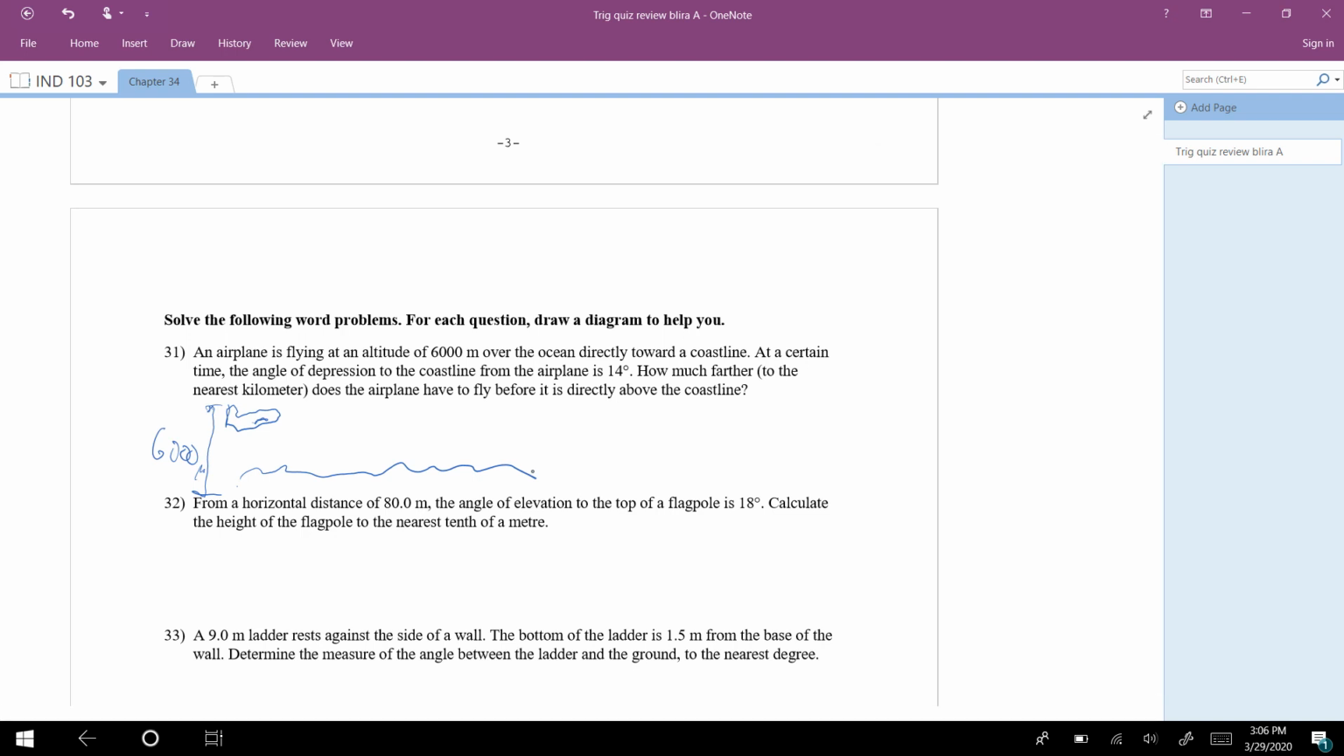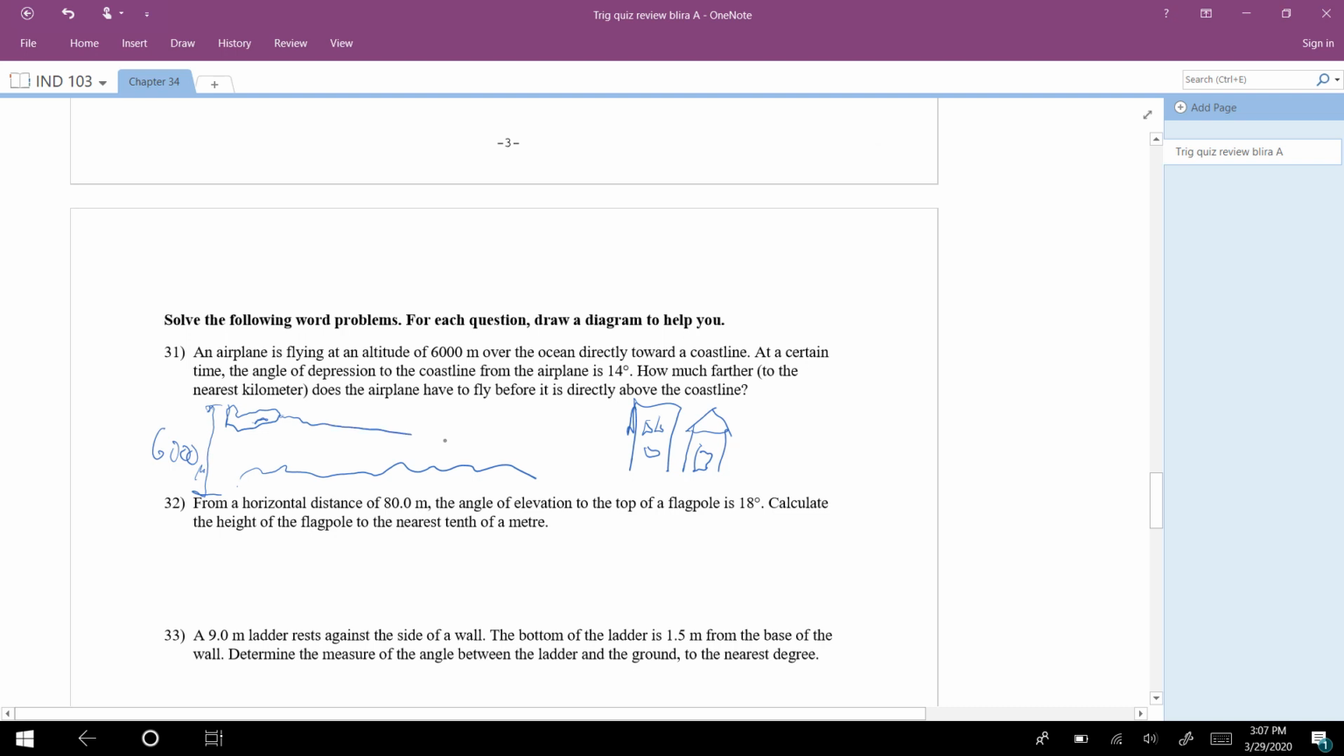The angle of depression to the coastline from the airplane is 14 degrees. All right, so let's draw a building. Big building. Another building, maybe a little house. So it says an airplane's flying at an altitude of 6,000 meters over the ocean directly toward the coastline. At a certain time, the angle of depression to the coastline from the airplane is 14 degrees. How much further, to the nearest kilometer, does the airplane have to fly before it's directly over the coastline?